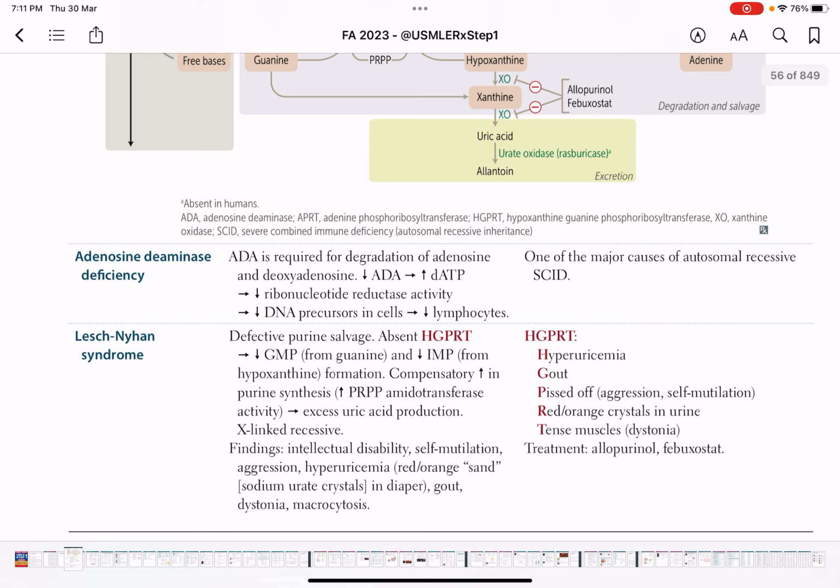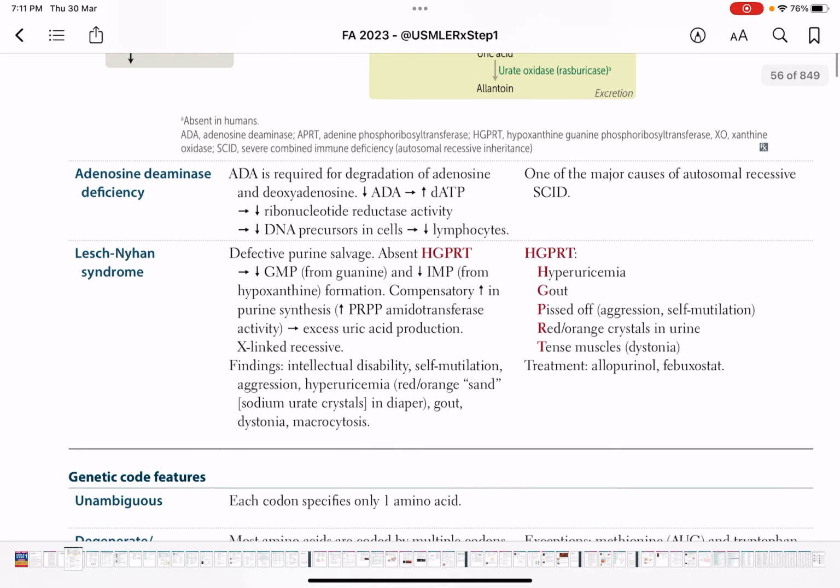Next is Lesch-Nyhan syndrome, in which there is defective purine salvage, absent HGPRT, which leads to decreased GMP and decreased IMP formation. There is compensatory increase in purine synthesis, which leads to increased PRPP amidotransferase activity and excess uric acid production. It is X-linked recessive. Findings are intellectual disability, self-mutilation, aggression, hyperuricemia, red-orange sand in the urine, gout, dystonia, and macrocytosis. HGPRT stands for hyperuricemia, gout, pissed off aggression, self-mutilation, red-orange crystals in the urine, and tense muscles.